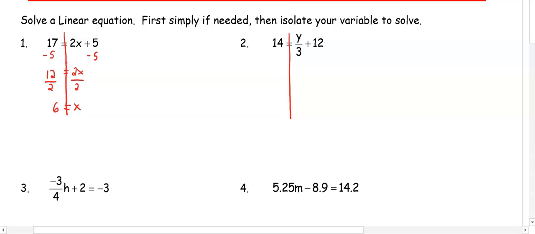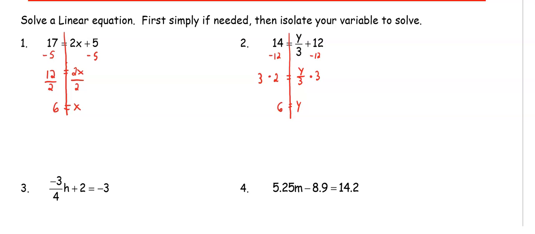In number 2, we have 14 equals y divided by 3 plus 12. So our first step here would be to subtract 12 on both sides. So we get 2 equals y divided by 3. The opposite of division is multiplying, so we're going to multiply both sides by 3. So y equals 6.